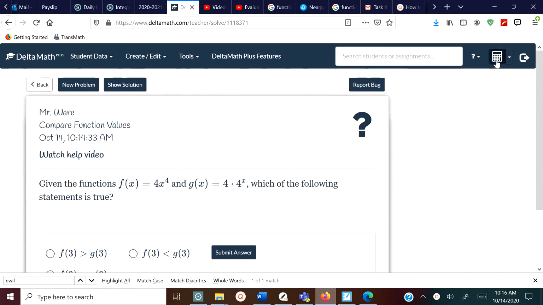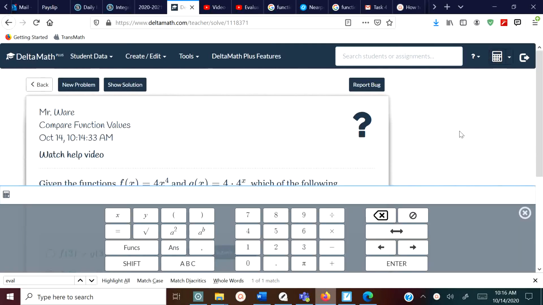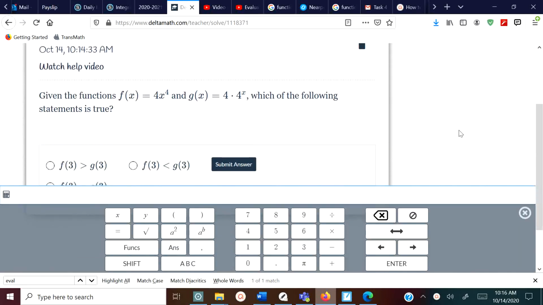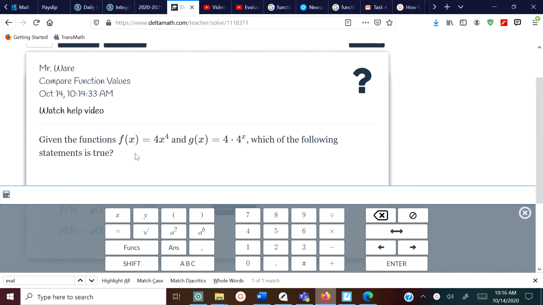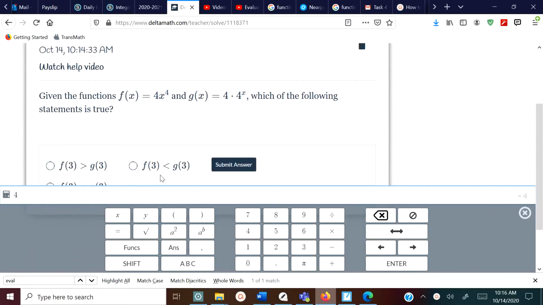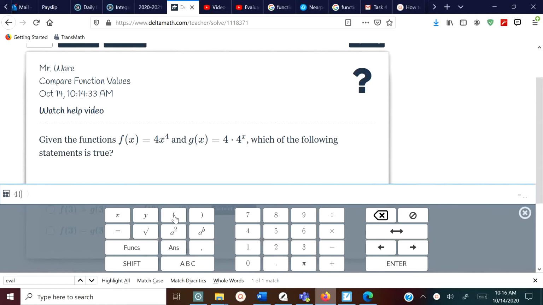You'll pull up your calculator, and remember, we're plugging in 3 for each one. I'll start with f of x is equal to 4 times x raised to the 4th. I'm not going to type in the f of x part, I'm just going to type in the 4, over here on the left, times x raised to the 4th. I'm going to plug in the number I'm using for x, which again is 3, and use the parentheses. So I hit this to open parentheses, hit the 3, and then hit this to close parentheses.